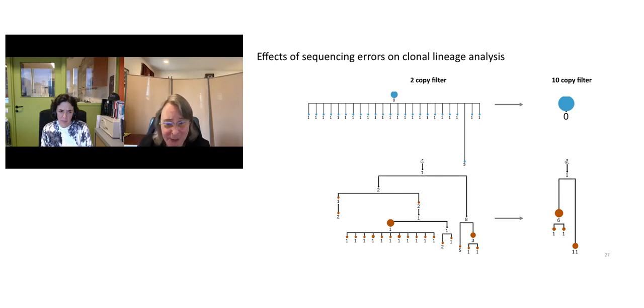But again, in this tree, you also see this 1, 1, 1, 1, 1 pattern in these daughter nodes from these larger nodes. And if you graph this in terms of frequency, what you'll find is the larger the progenitor node is, the more of these 1, 1, 1 offspring nodes you'll get. And that's very classic for sequencing error. So again, if you apply this 10 copy filter, you'll see that you get rid of most of these single nucleotide or single mutation variants.